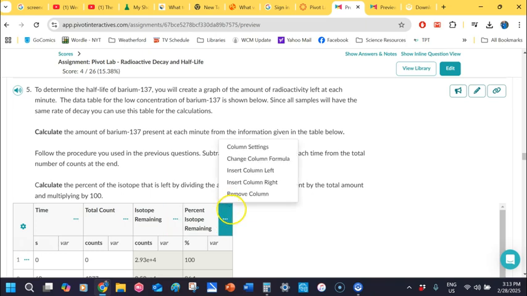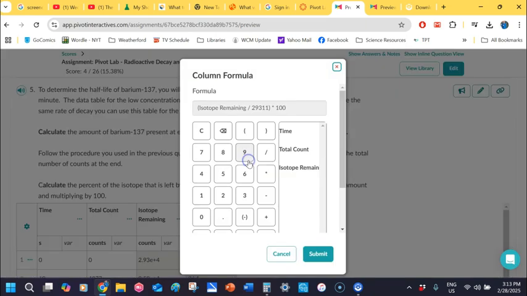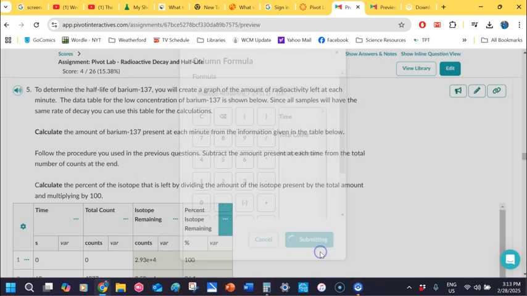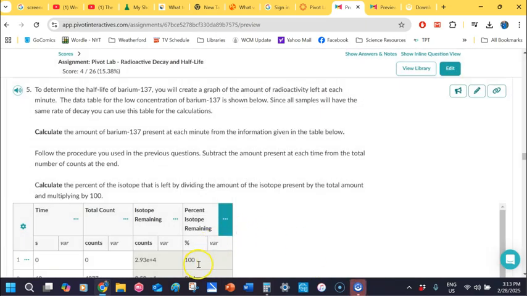Percent isotope remaining, you can do the same thing. The column formula, you will click on isotope remaining slash, which means divided by your total number, and then times 100. And if you submit that, then it will calculate all those. After 0 minutes, guess what? It's all still there. None of it's gone away yet.